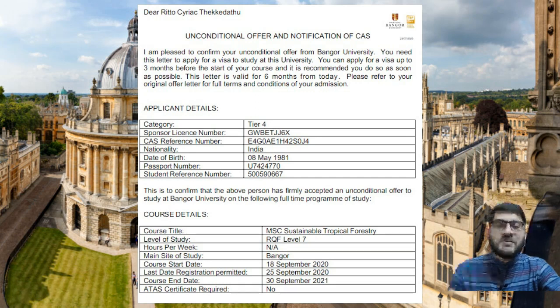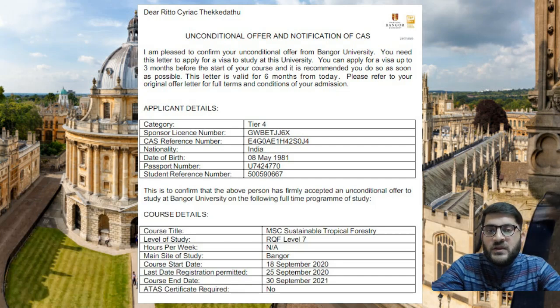Now, what information does this letter contain? The CAS letter contains information about the applicant, meaning the student, and the sponsor, then your course details, then what documents you submitted to get the offer letter, your previous study in the UK, and your financing. So let us see what all information it contains.